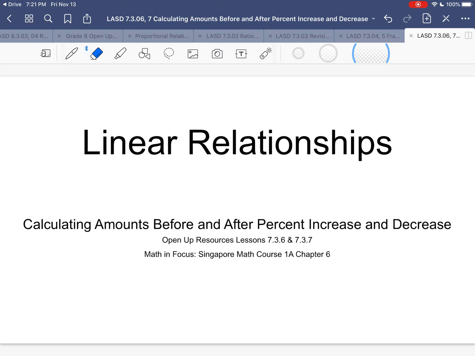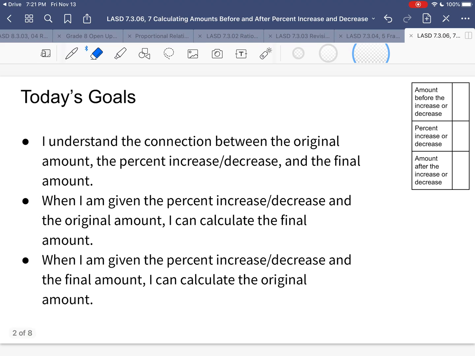Welcome back to the unit on linear relationships. Today's lesson is about calculating amounts before and after percent increase and decrease. The goals of today's lesson are that you understand the connection between the original amount, the percent increase or decrease, and the final amount. And when you're given the percent increase or decrease and the original amount, you can calculate the final amount and vice versa.